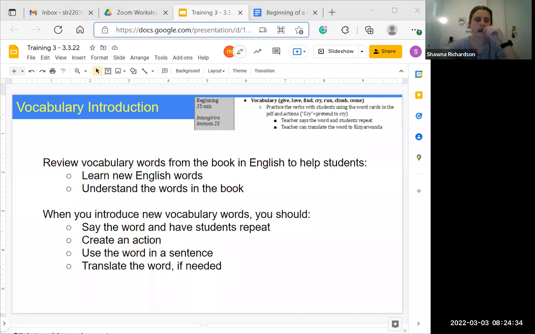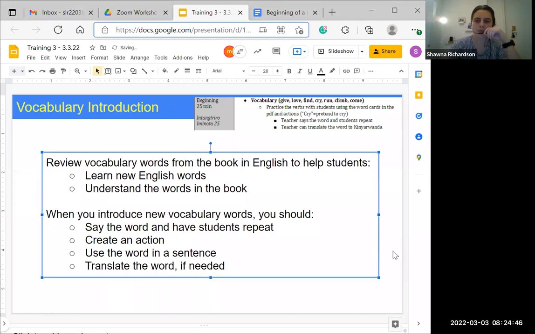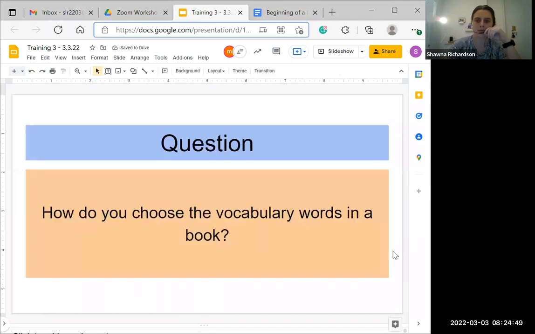But thank you so much for these really good answers from Esther, Francine, and Marie Paul. They are all things that are so important. So now let's think about this: if you are given a new book, or if you find a new book, how would you choose the vocabulary words?